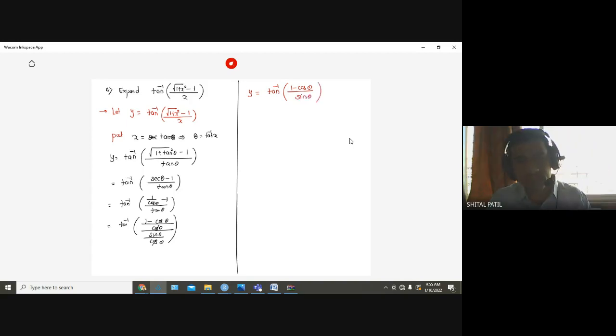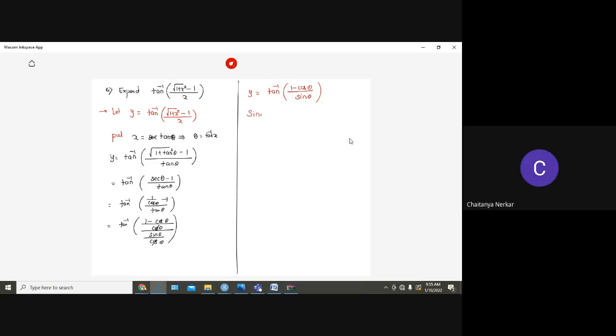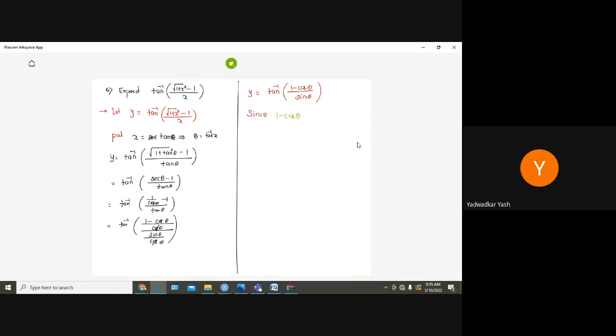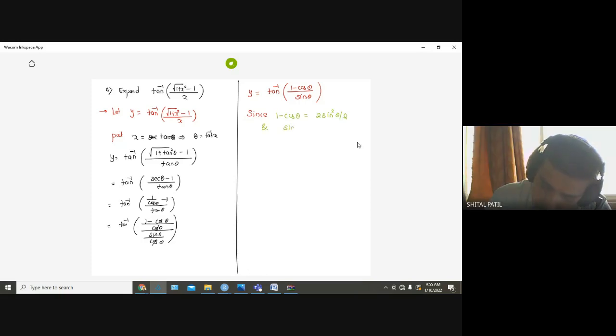Yes, what will be the next step? Somehow we should be able to convert this into tan form, so that we'll be able to cancel tan inverse and the tan. Yes, what is the formula? Sir, we use the half angle formula. Absolutely. What is 1 minus cos theta? 2 sin square theta by 2. And sin theta equal to 2 sin theta by 2 cos theta by 2. Absolutely. Use them.